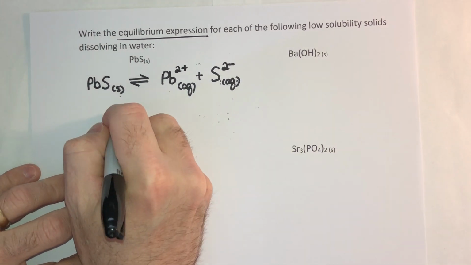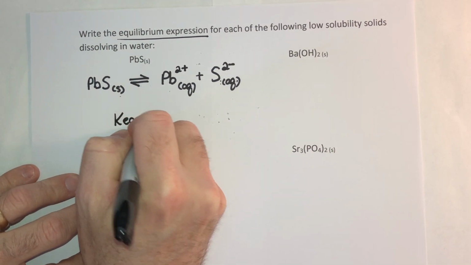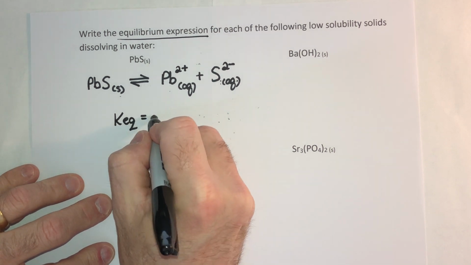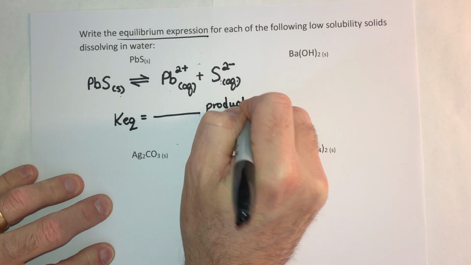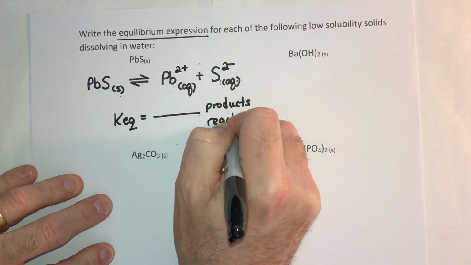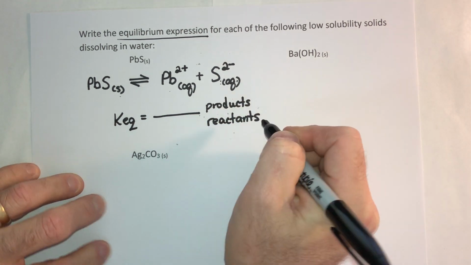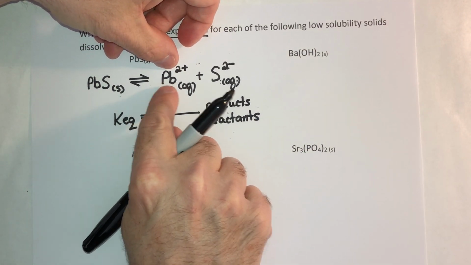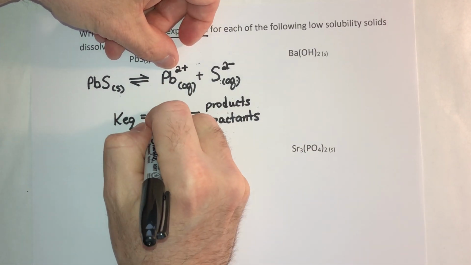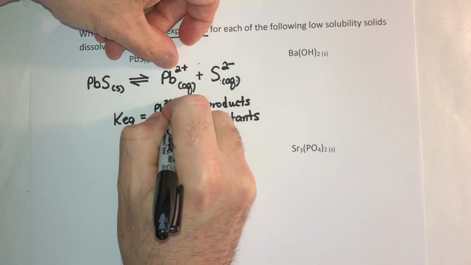Now, we're down to our equilibrium expression. And those are pretty easy, right? We are going to put products on the top, and we are going to put reactants on the bottom. So my first product is a lead 2+. So let's put in a lead 2+.